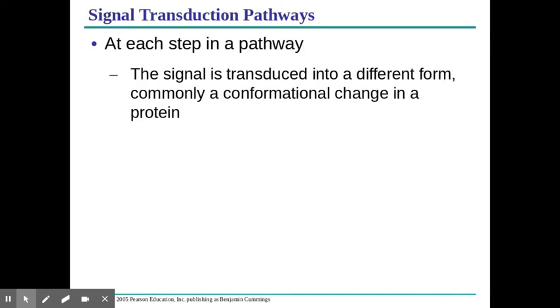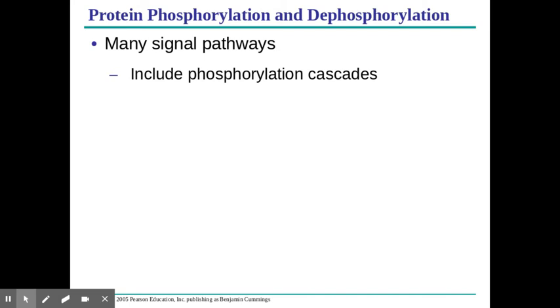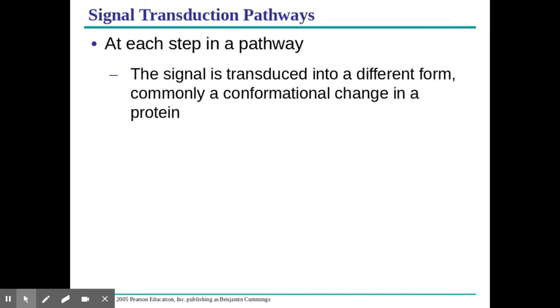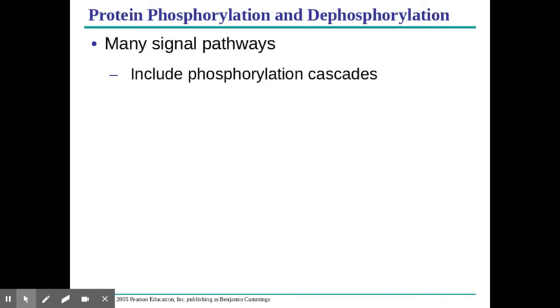So at each step in a pathway, a signal is transduced from one form to the next, creating usually a conformational change in a protein. A lot of times that takes place by phosphorylation. What is phosphorylation? Just adding a phosphate. Now, it's important to remember that the ligand, the signal molecule, is not entering the cell in this case. It's just activating a receptor, which activates the next step.